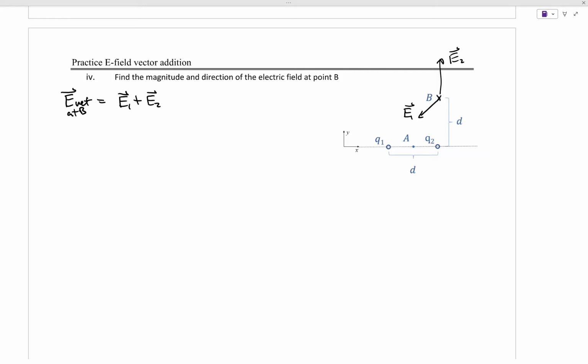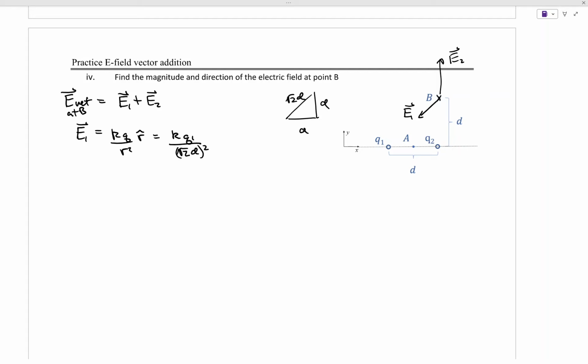So what is E1? Well, we know that all these are going to look like KQ over R squared times R hat. So in this case, what is it going to be? We're going to have K Q1 over R. What's R in this case? It's the hypotenuse of this triangle. This is D, this is D. This must be root 2 D. So this would be root 2 D quantity squared.